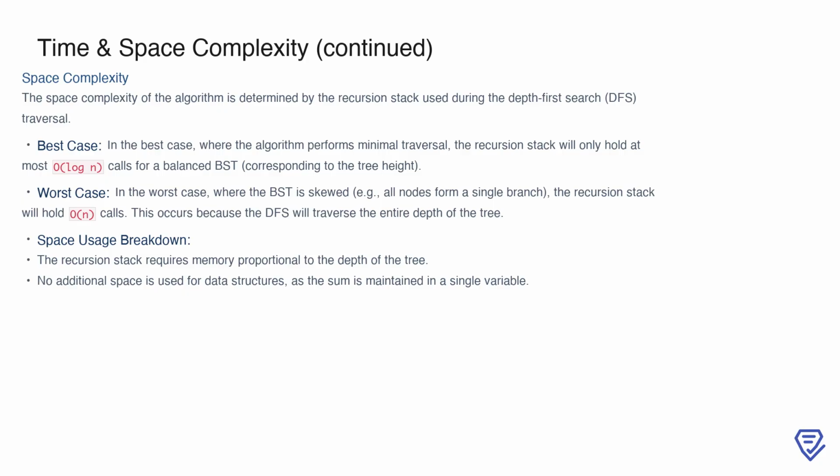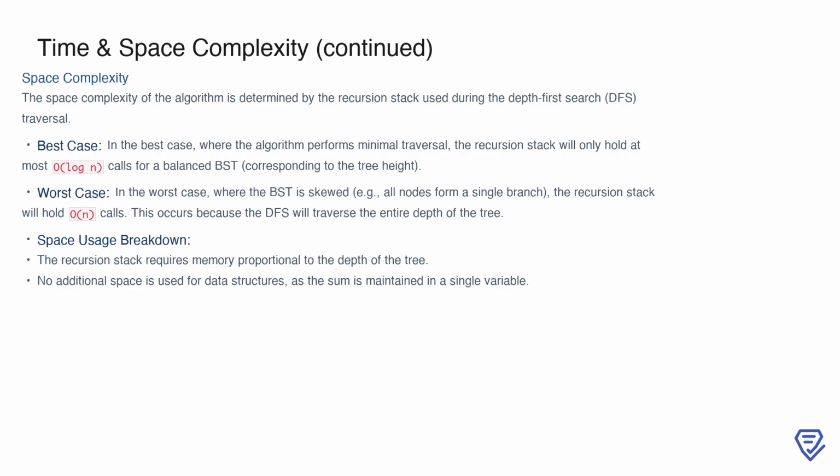The memory usage is primarily influenced by the recursion stack created during the depth-first search traversal. In the best case, where the traversal is minimal, the height of the recursion stack is directly proportional to the height of the tree. For a balanced BST, this means the space complexity is O(log n). However, in the worst case, such as when the tree is skewed into a single branch, the recursion stack will grow to the full depth of the tree, leading to a space complexity of O(n).